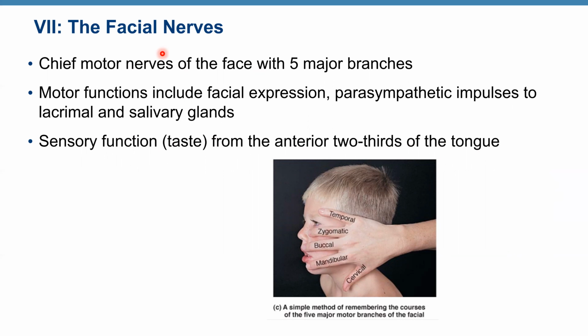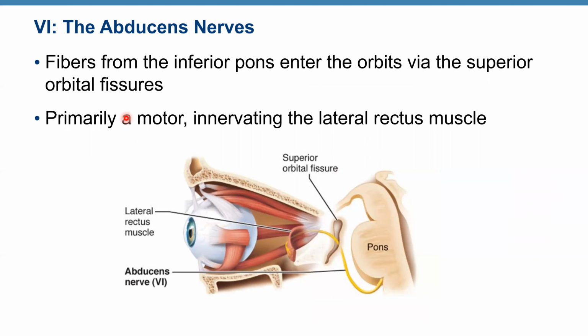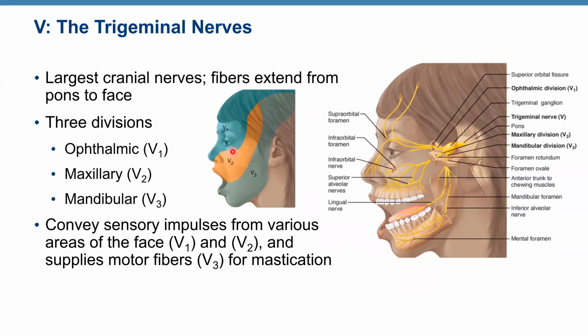And this nerve innervates all your facial muscles and allows you to do facial expression. So it moves the muscles of your face, right? So movement of your face muscles is facial nerve, 7. Sensation from your face, 5, trigeminal.